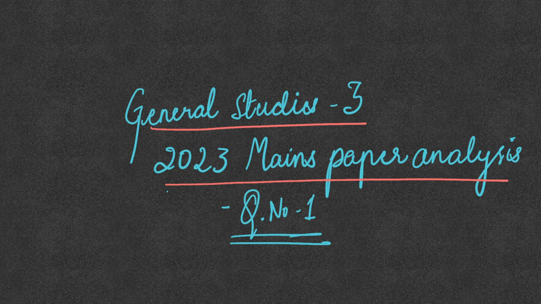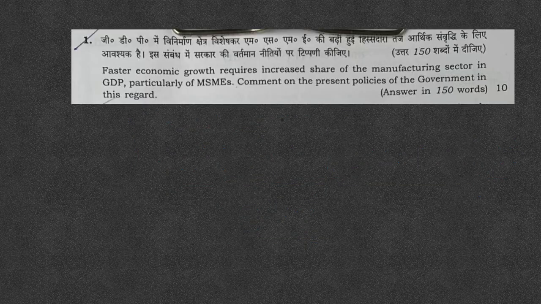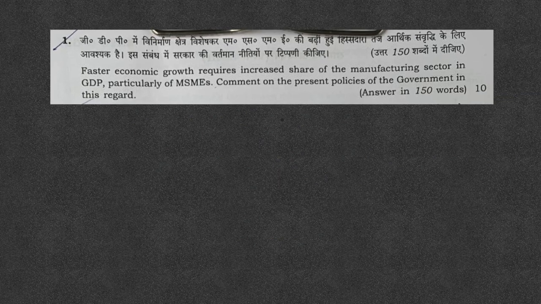So today we will be starting with the General Studies 3 paper, out of which we will be taking up the first question. So let us see. The first question reads, faster economic growth requires increased share of manufacturing sector in the GDP. So let's try to mark the key important keywords here.